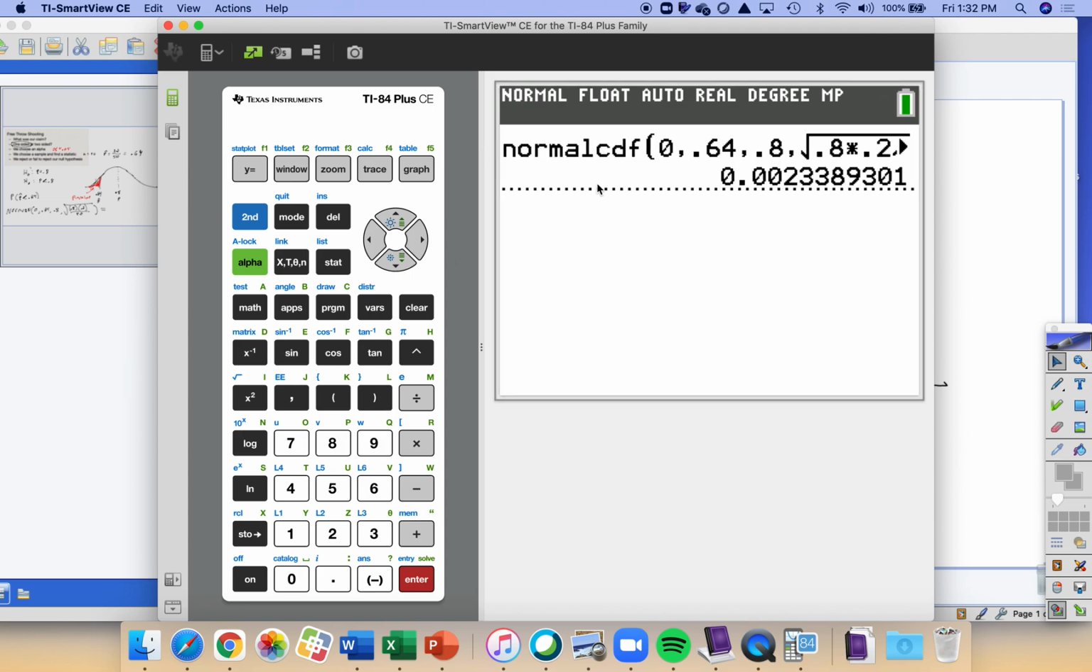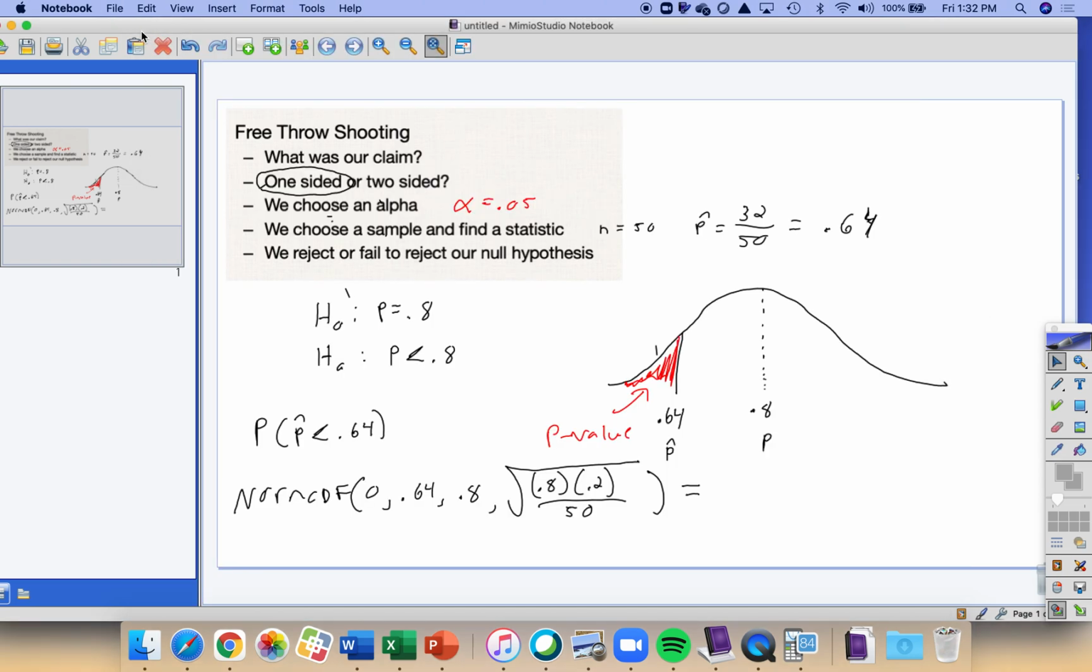And I get a p-value of 0.0023. So this is our p-value, 0.0023 equals p-value. And that is the probability of me shooting 50 free throws and making 32 or less, given that I'm actually an 80% free throw shooter. Okay, a little bit different than the simulation p-value that we got.